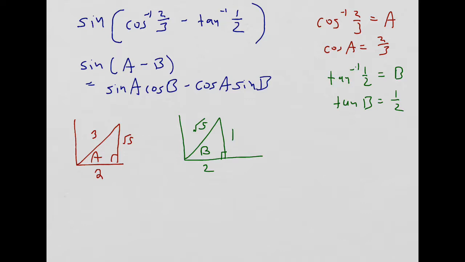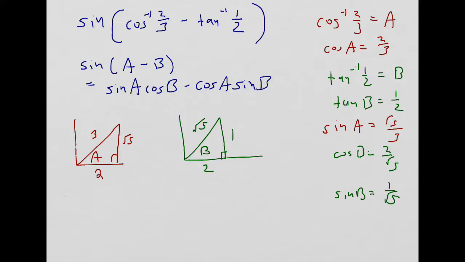Alright, so what can we tell from this? If cosine of A is equal to 2/3, then the sine of A is going to be radical 5 over 3. And similarly, tangent of B is 1/2, so the cosine of B should be 2 over radical 5, and the sine of B should be 1 over radical 5. We can use all of this information, the sine of A, cosine of A, sine of B, cosine of B, and plug these right into the difference formula.